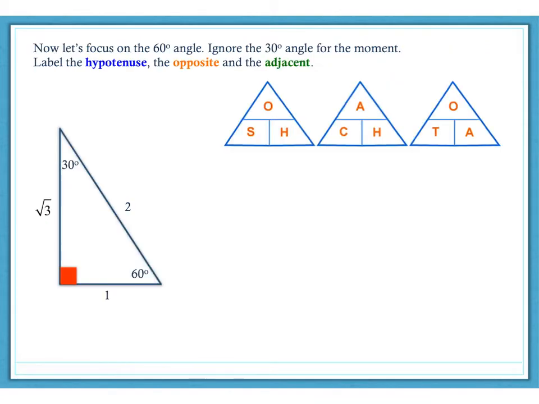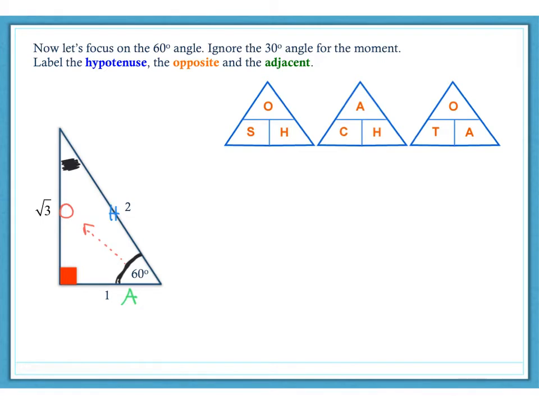Now we have our fully labelled right angle triangle, we're going to focus on this angle here, the 60 degree angle, and we're going to ignore the 30 degree angle for the moment. So I am in fact going to cross it out so we can't see it or think about it for the moment. Let's label the hypotenuse, the opposite and the adjacent based on looking at this 60 degree angle. So the hypotenuse very clearly is the 2 over here. The opposite is very clearly the root 3, opposite our 60 degree angle, and the adjacent is the 1 over here on the base.